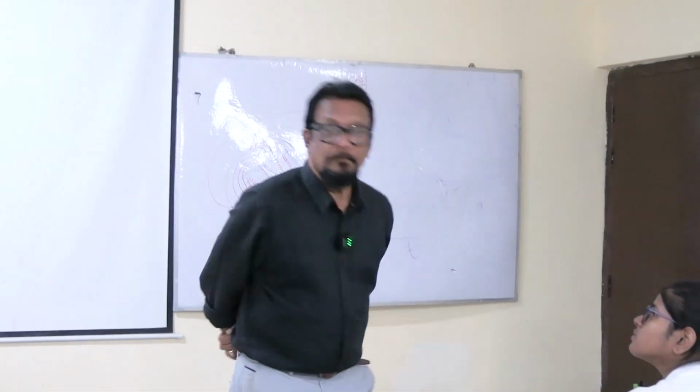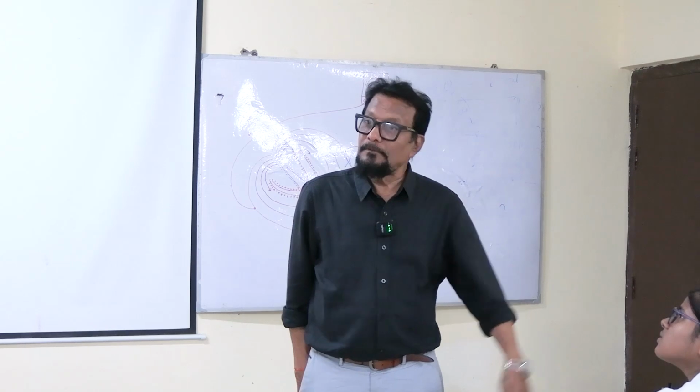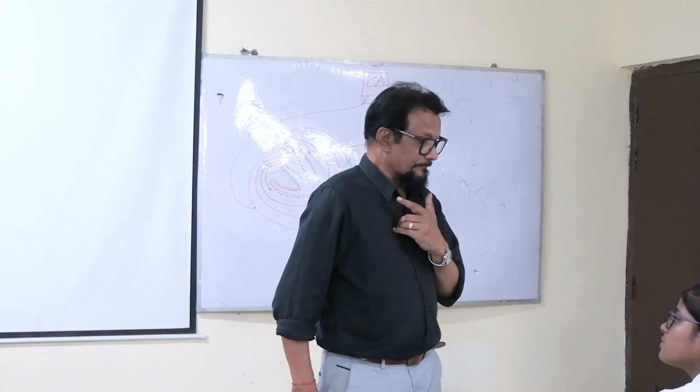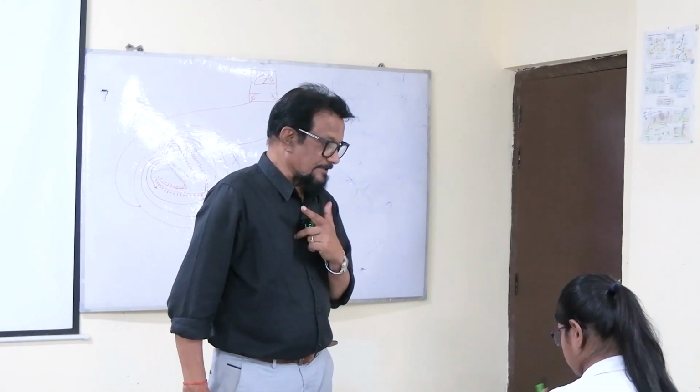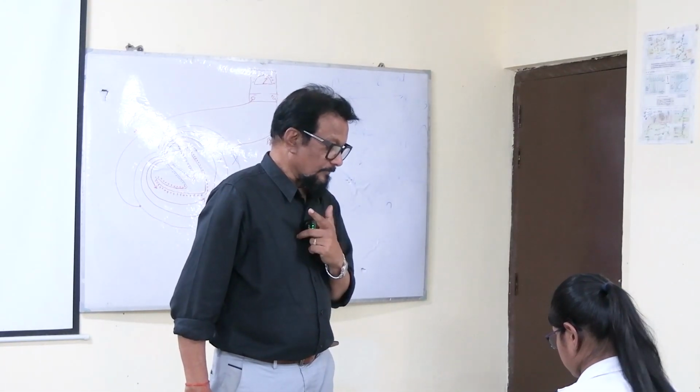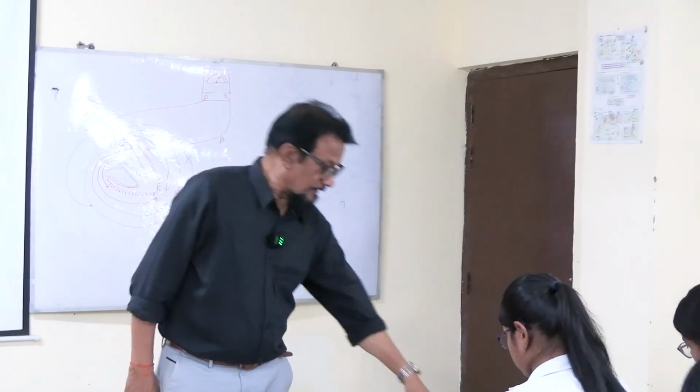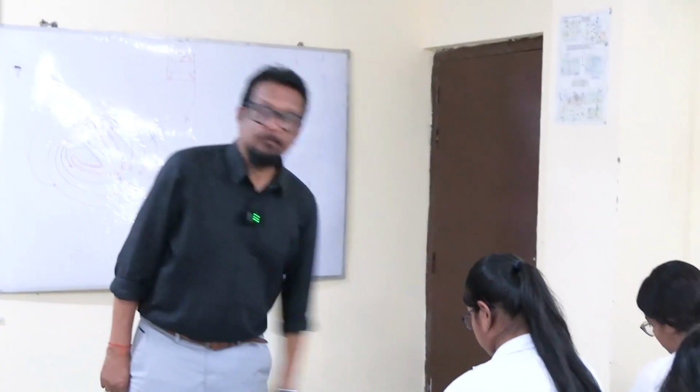B1: right side, right sternal border, fourth intercostal space, opposite to B2. Is that clear? Lead system you understood? Any doubt about the lead system? A question may come.